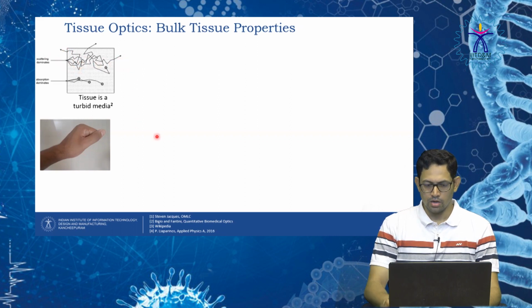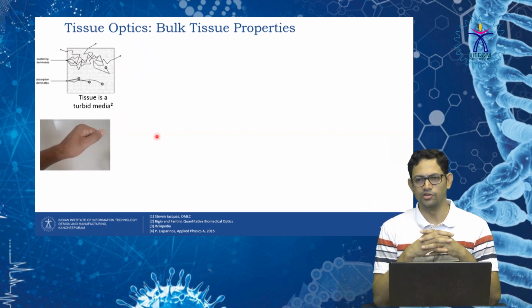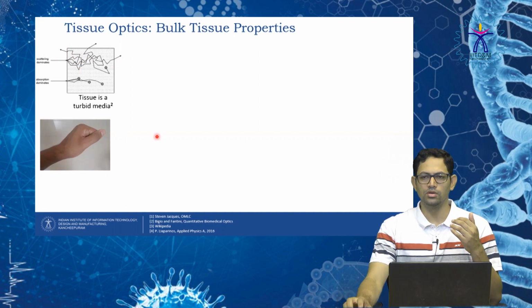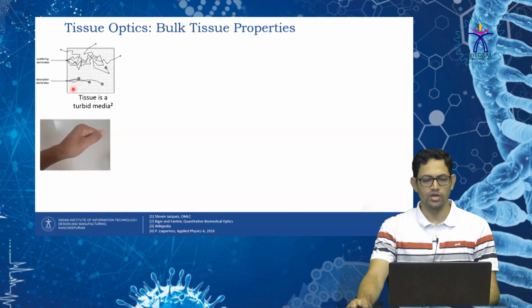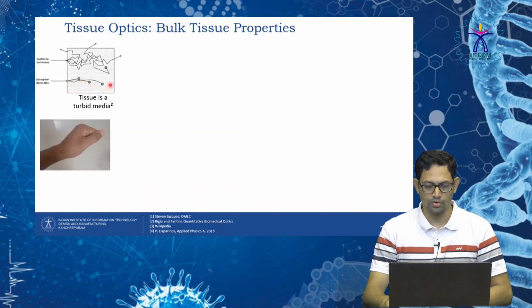Now the question that comes to our mind is, what is inside the tissue? What are the different constituents inside the tissue which lead to the scattering as well as absorption? In absorption, you can see that this photon is getting absorbed while it's propagating through the tissue.